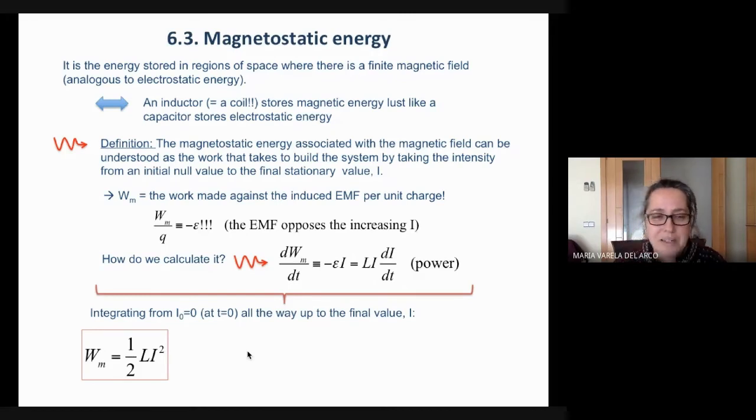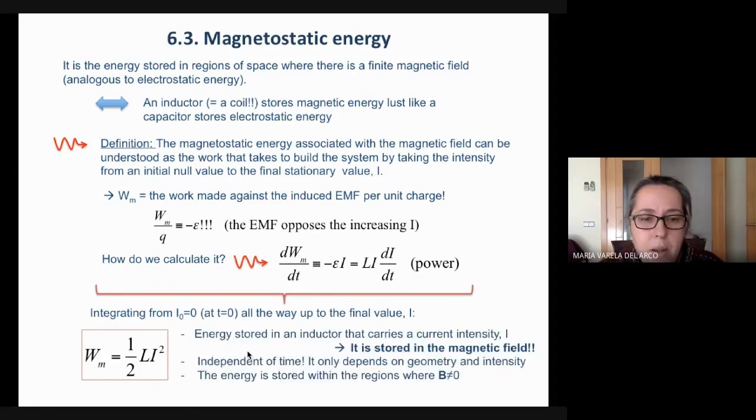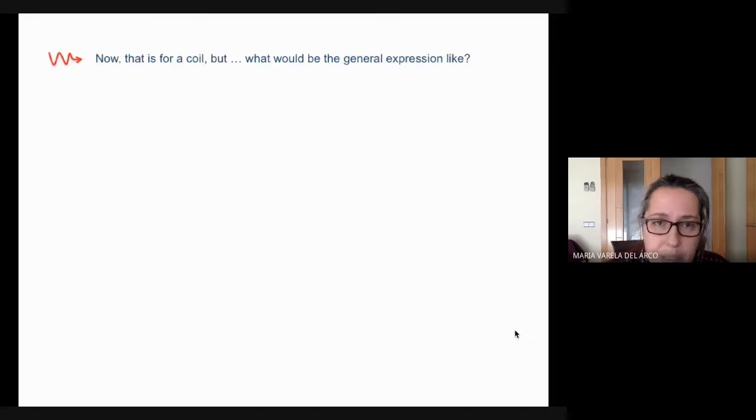And this reminds you a lot of the energy stored in a capacitor. Remember, it had a very similar form, just with capacities and voltages and so on. So the energy stored in an inductor that carries a current intensity I is stored in the magnetic field in the inductor. It's independent of time if the current is independent of time. So I'm talking about the final state of the system, and it only depends on the geometry and the intensity, because the intensity gives us the field and the geometry gives me the L. And again, it's stored in the regions where B is not 0, just like in a capacitor.